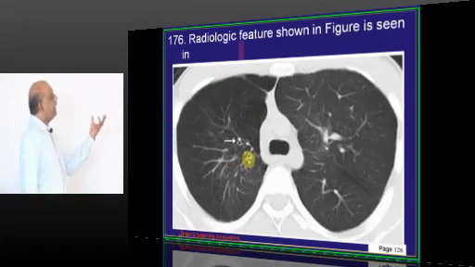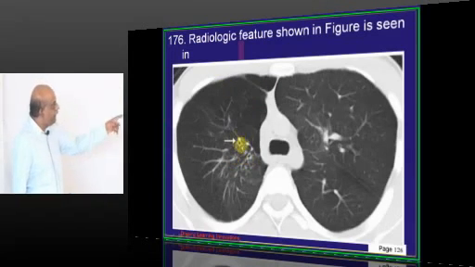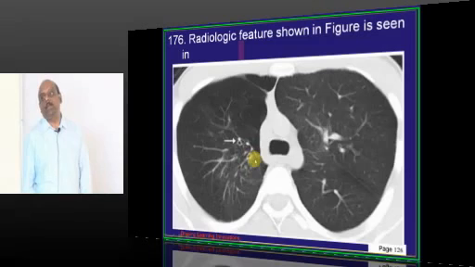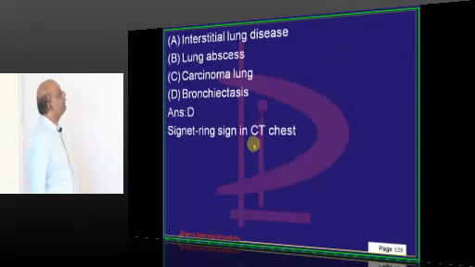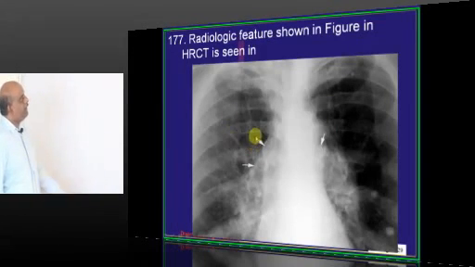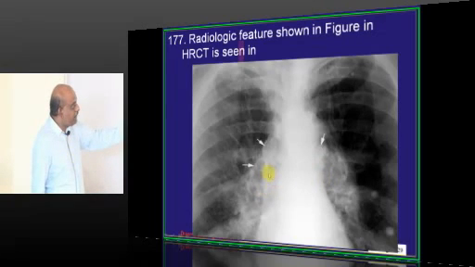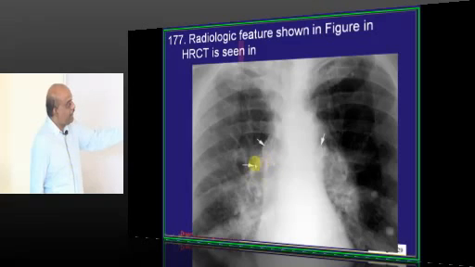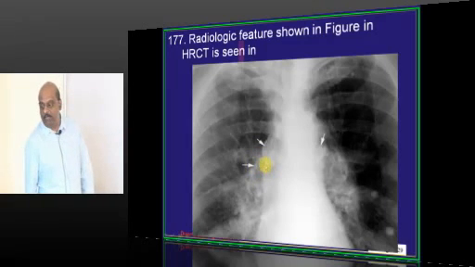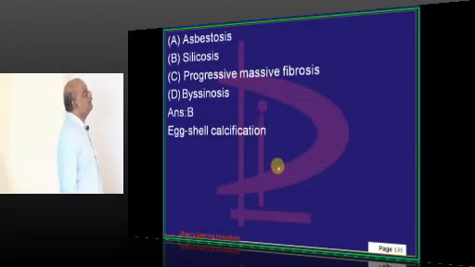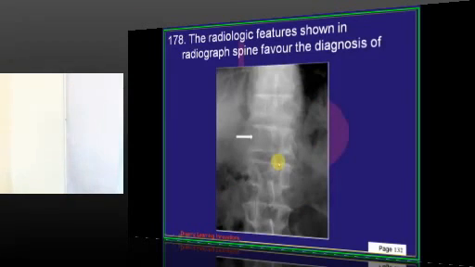Now, what is this a radiological feature of? You are finding ring shadows which are typical of bronchiectasis, is what you need to basically remember. Now, what is this radiological feature shown in the HRCT? It is showing eggshell calcification of the hilar lymph nodes, eggshell calcification, which is a very, very typical feature found in the case of silicosis.